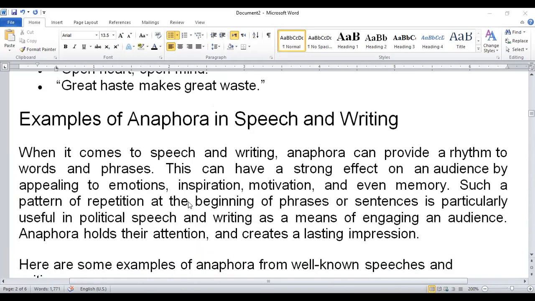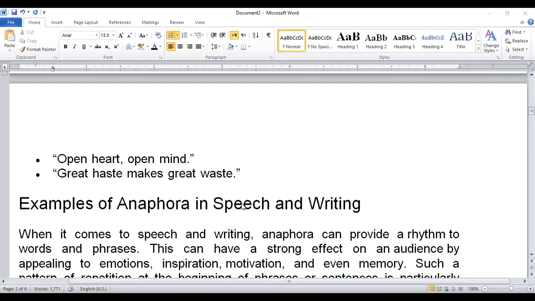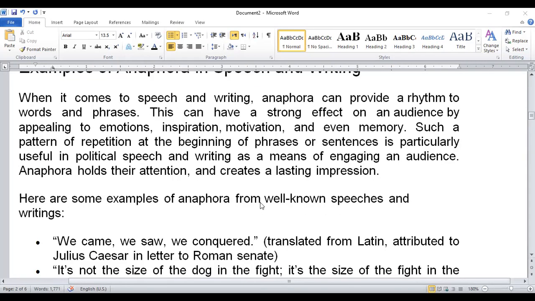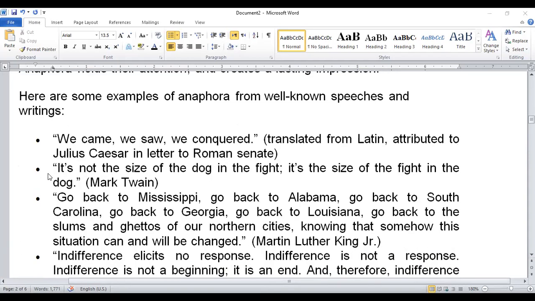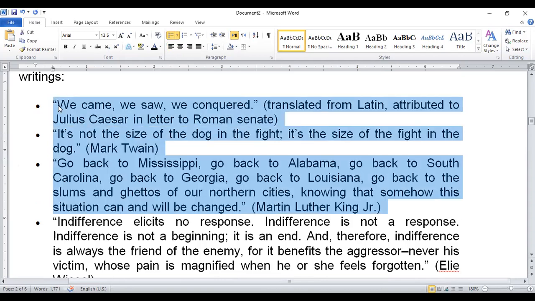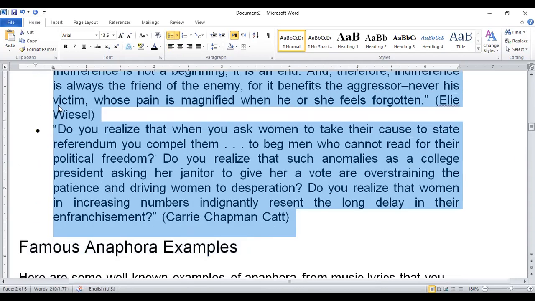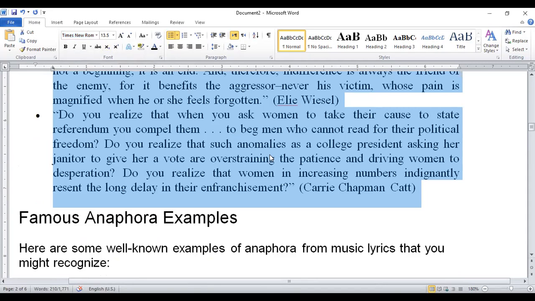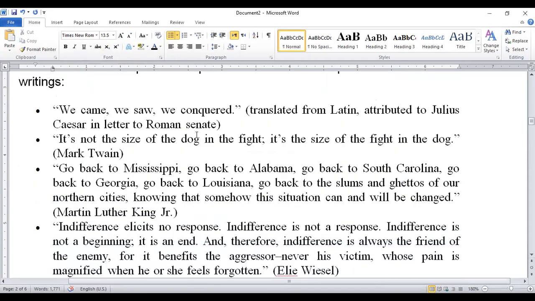Okay. Examples of anaphora in speech and writing. Here are some examples of anaphora from famous speeches and writings. You can see this is again an example. These are the examples from speech and writing. We came, we saw, we conquered. It is not the size of the dog in the fight, it is the size of the fight in the dog.